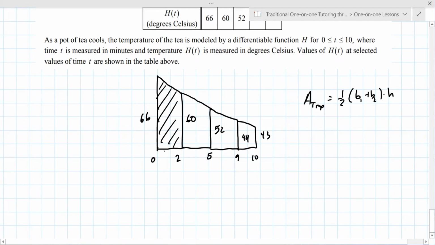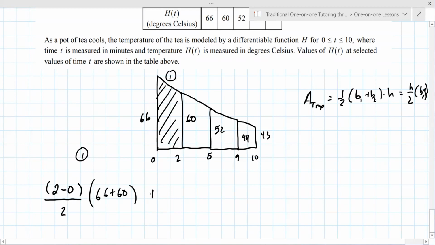Isn't it written as h over 2 also? Yes. So it's h over 2 times b1 plus b2. So each of these is the following. It's like 2 minus 0 for the first one. That's your h over 2 times 66 plus 60. That takes care of this first one.